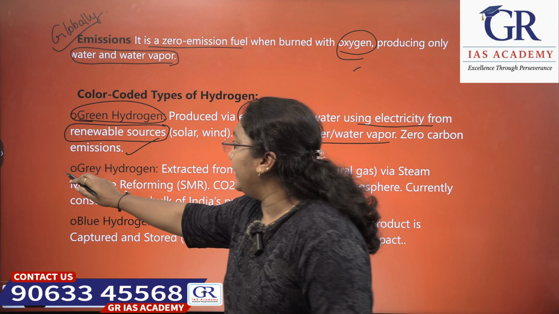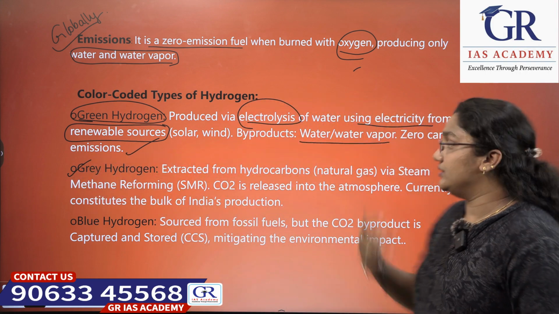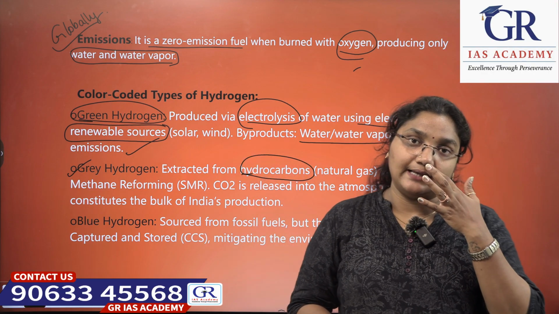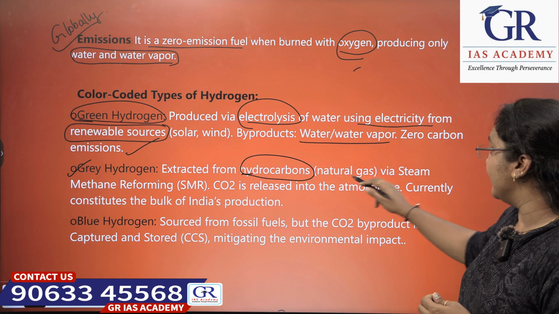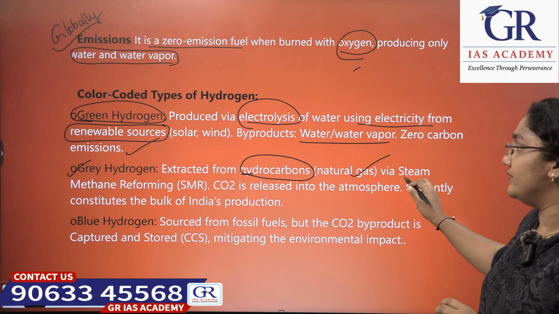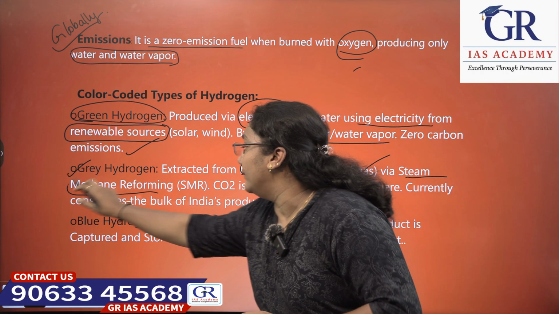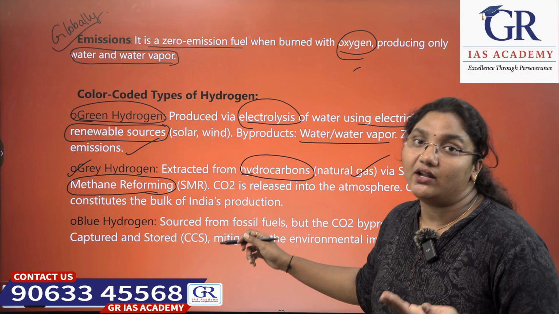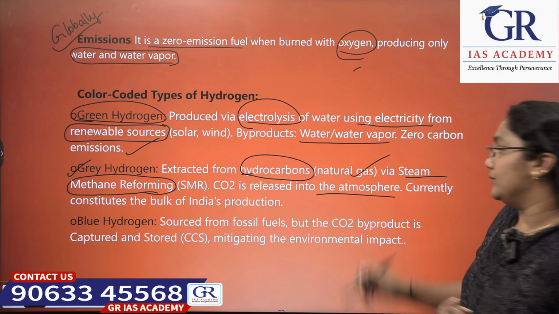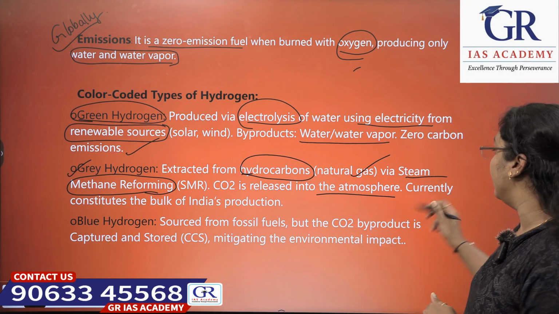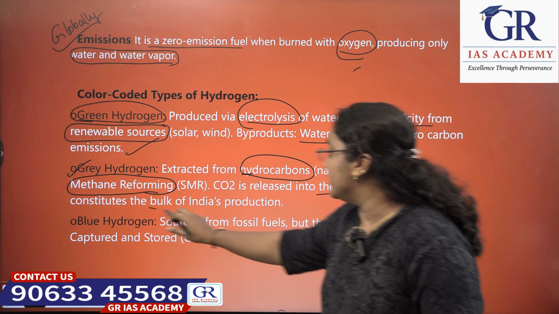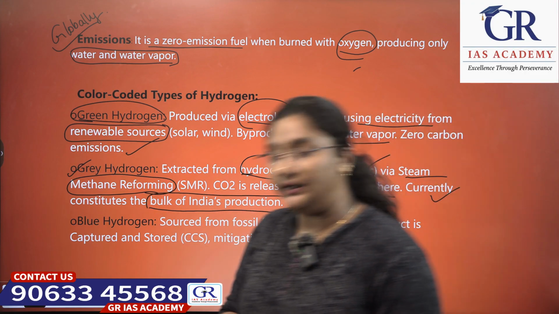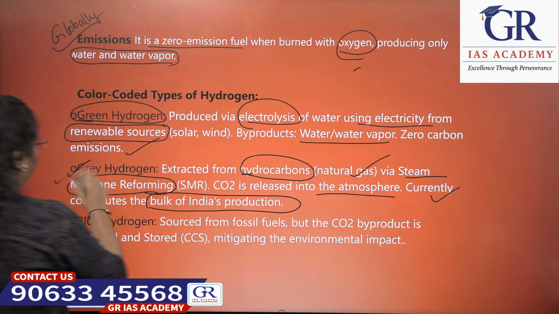The next one is grey hydrogen. What is grey hydrogen? It is extracted from hydrocarbons like natural gas, via which process? Via steam methane reforming, where carbon dioxide is released into the atmosphere. It currently constitutes the bulk of India's production. This is grey hydrogen.